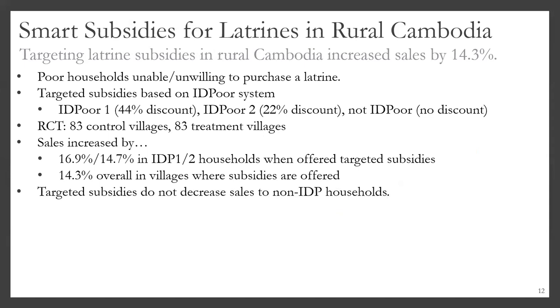And lastly, they also looked at market distortion effects. They found that targeted subsidies do not decrease sales to non-ID Poor households. So based on this simple customer segmentation based on poverty level, they were able to run an experiment and show that this is a valid way to segment the population and increase latrine sales using targeted subsidies. So an example of the power of customer segmentation.